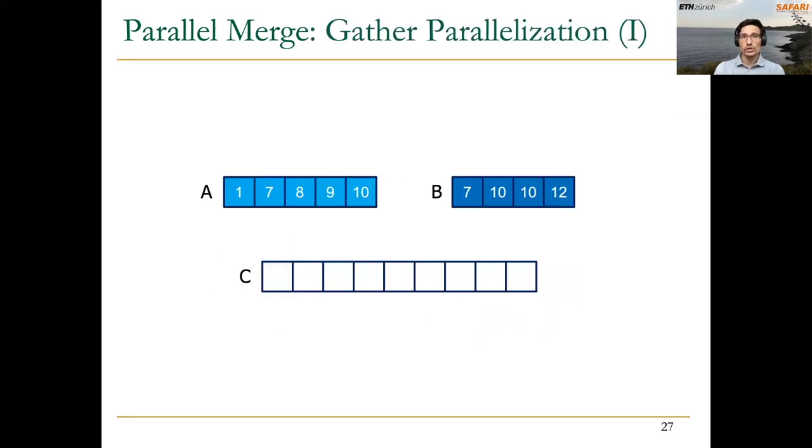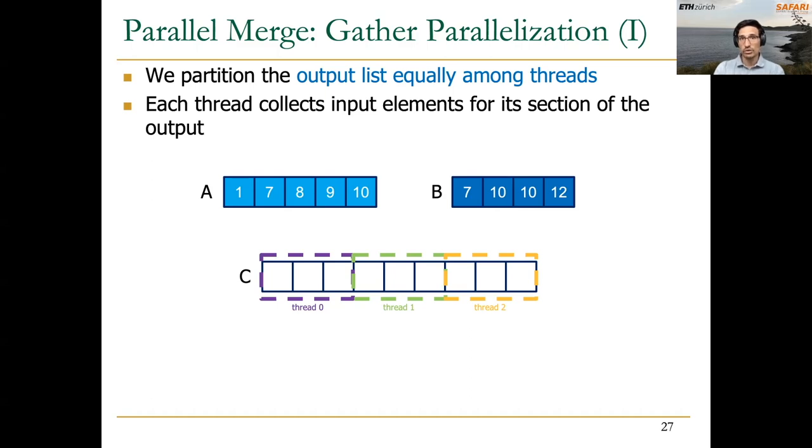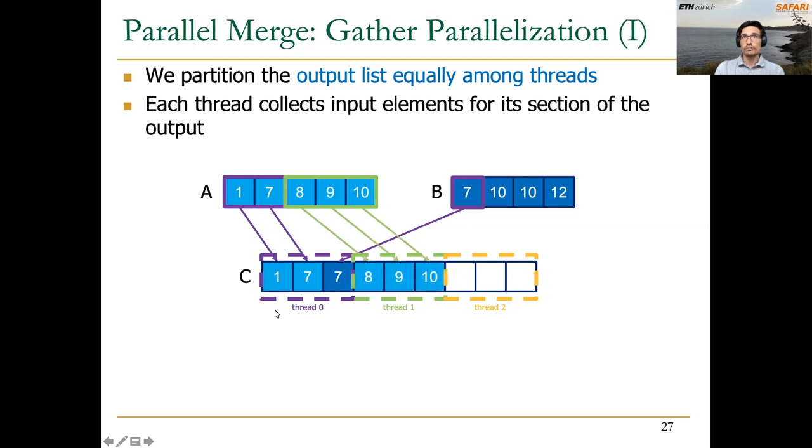So because of that, we try a gather approach that seems to be more reasonable for this parallel primitive. In this case, what we do is partition the output list equally among the threads. And now each thread collects input elements for its section of the output from both A and B input arrays. For example, thread zero is going to collect these elements from array A and these elements from array B, and place them in the corresponding positions of the assigned section of the output array. These could be the elements that thread one needs to read from array A and place in the output array. And these are the elements that thread two takes care of.